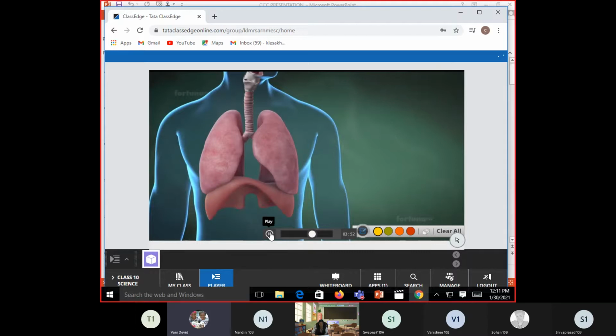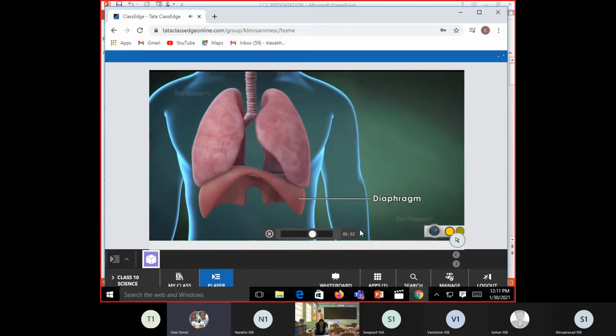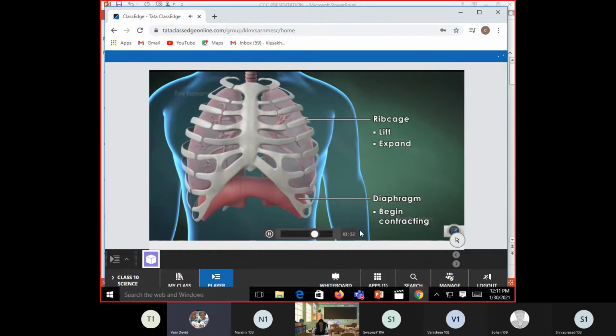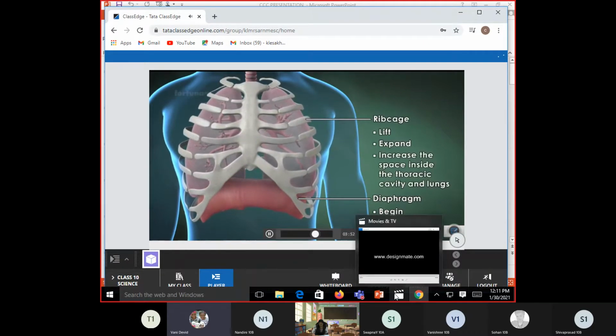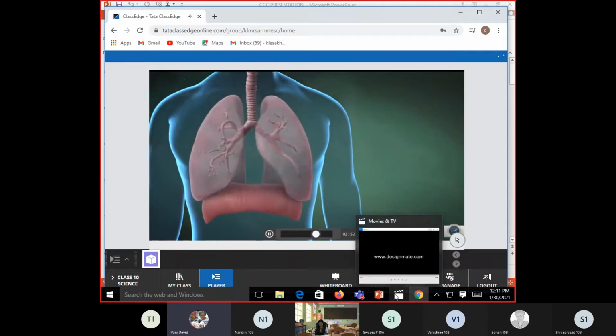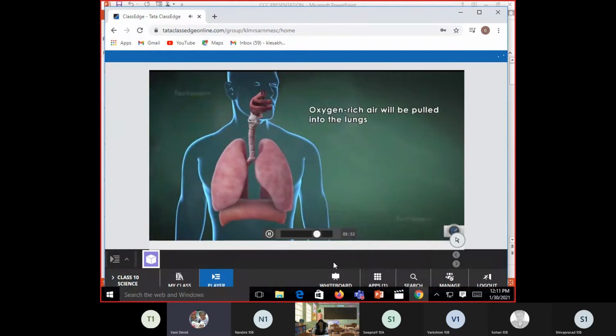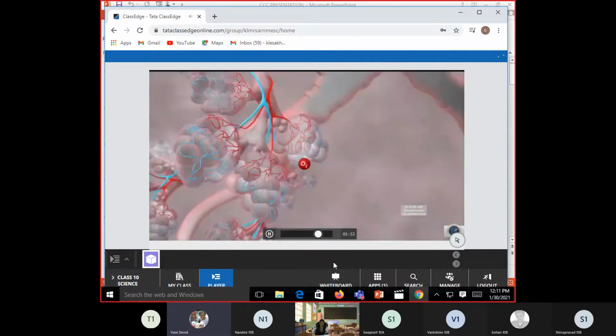The diaphragm, a muscle lying across the bottom of the chest cavity, will begin contracting. As a result, the rib cage will lift and expand. This will increase the space inside the thoracic cavity and lungs. Oxygen-rich air will be pulled into the lungs through the nose by the process of inspiration. Oxygen will move out of the alveoli and into the tissues, while carbon dioxide will move into the alveoli.